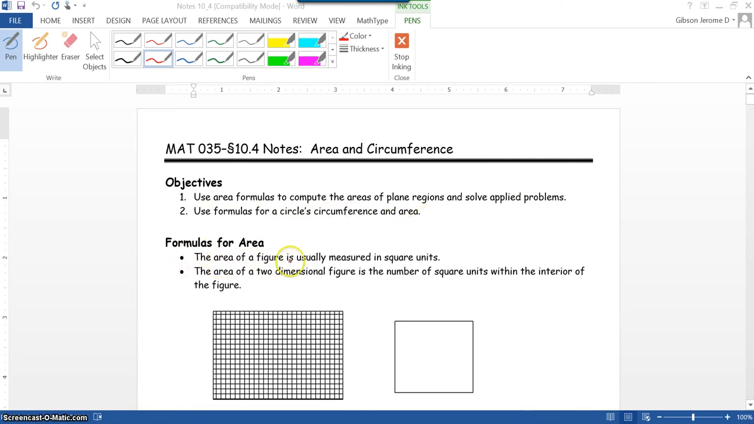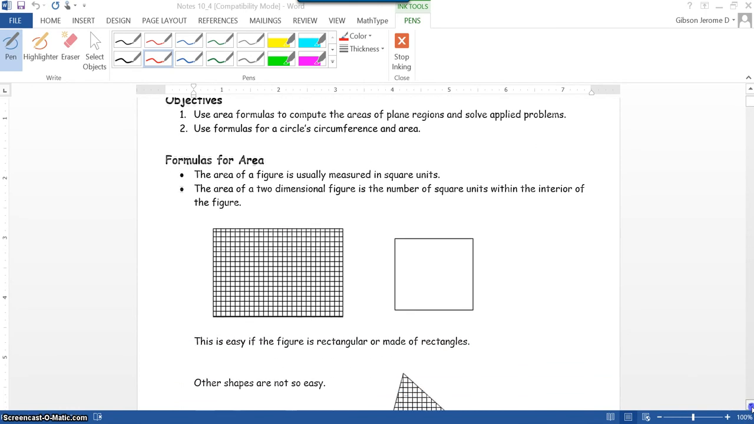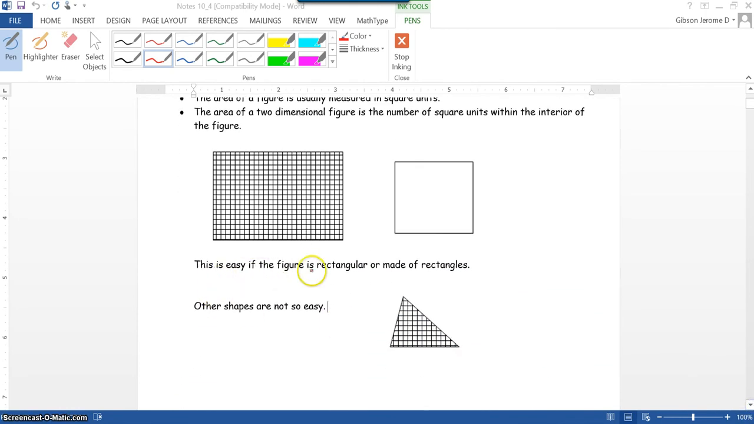Formulas for area: the area of a figure is usually measured in square units. The area of a two-dimensional figure is the number of square units within the interior of the figure. This is easy if the figure is rectangular or made of rectangles. Other shapes are not so easy.